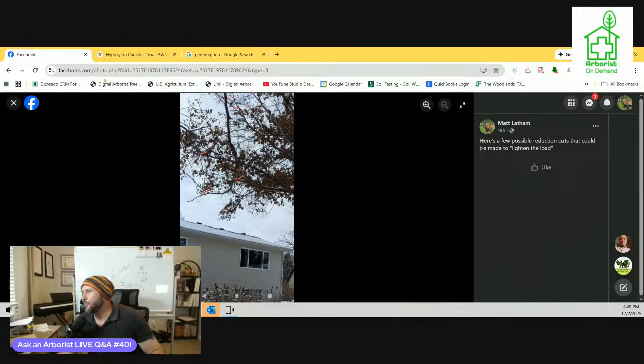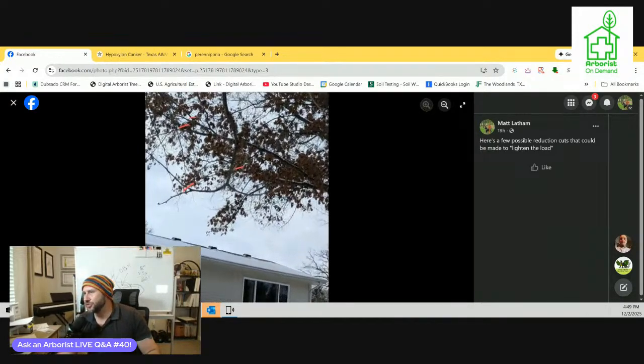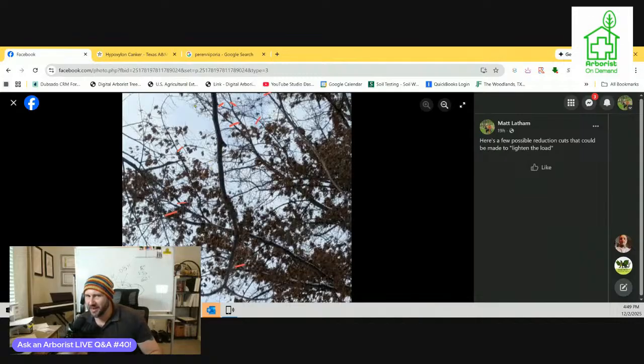I'm always happy to get on a digital arborist consultation. We can look at it in person and really get a good, solid pruning plan. But if you notice here, a lot of these are just reduction cuts. We're removing the weight and the leverage and at least some of the height on these limbs overhanging your roof. That will allow the tree to catch up.